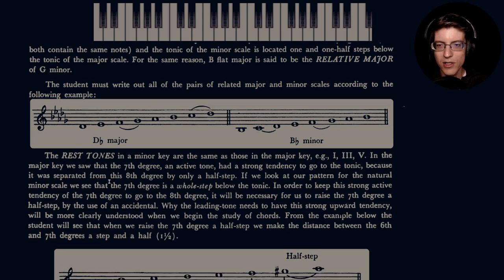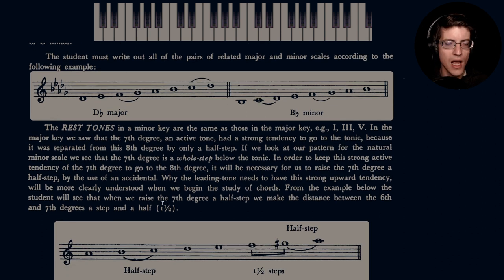And so the rest tones, I will simply read through the rest of this, and then we'll actually do a demonstration of writing out all the minor scales. The rest tones in a minor key are the same as those of the major key, i.e. tonic, mediant, and dominant. In the major scale, we saw that the seventh degree, an active tone, had a strong tendency to go to the tonic because it was separated from its eighth degree by only a half step.